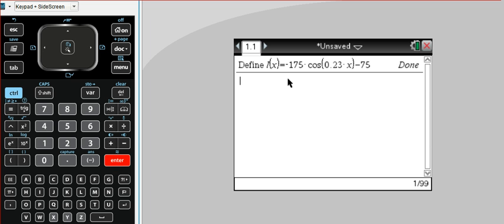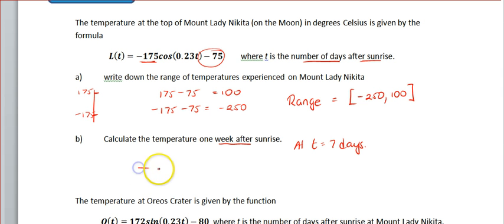So now my calculator knows that L of t has that rule. And now when we want to find the temperature 1 week after sunrise, all we're doing is L of 7, and it's negative 68.14. So that would be your answer here.